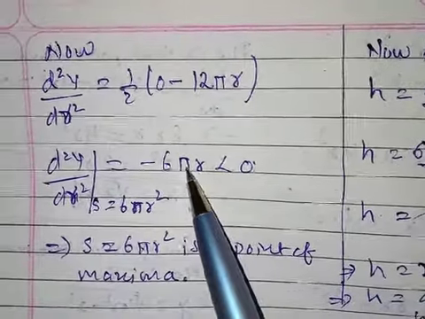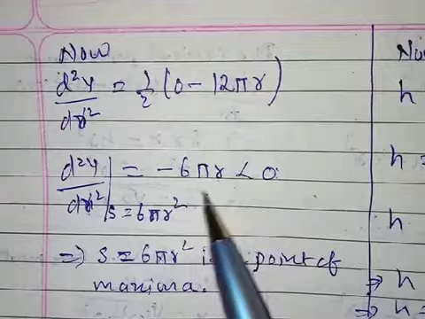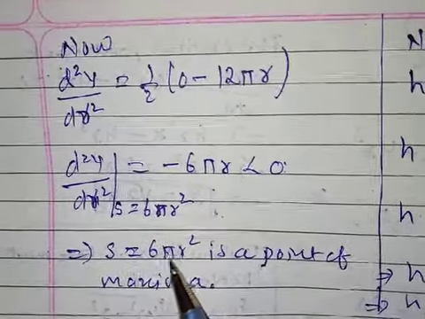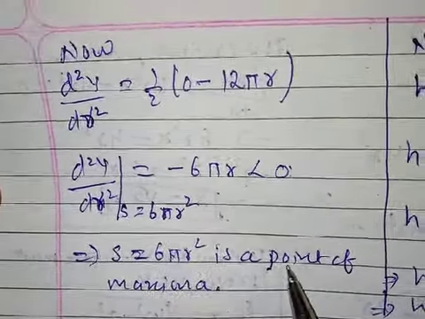But we cannot substitute S here. There is no expression S here. So this shows that this is a maximum value. So S is equal to 6 pi r square is a point of maximum, because d square v by dr square becomes minus, less than 0. So it is a maximum point.